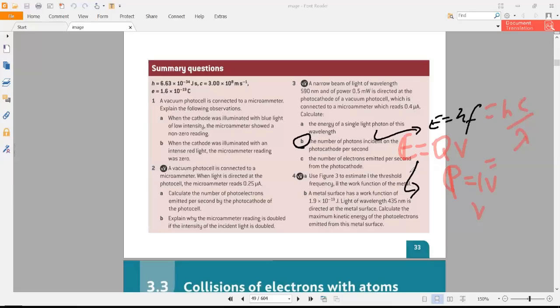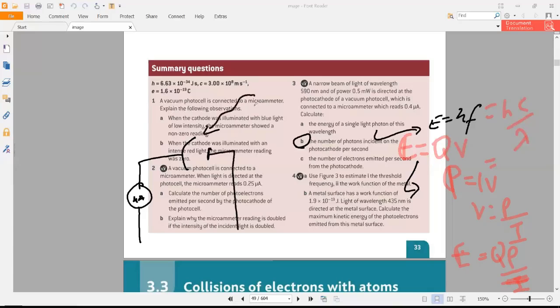Look, P equals IV, so V equals P over I. So E equals QP over I. Actually, this is the current which you read after the photoelectric effect. Oh, no, you should be careful over here. I know, but the number of photons incident on the photocathode will be proportional to the current. That is the frequency.